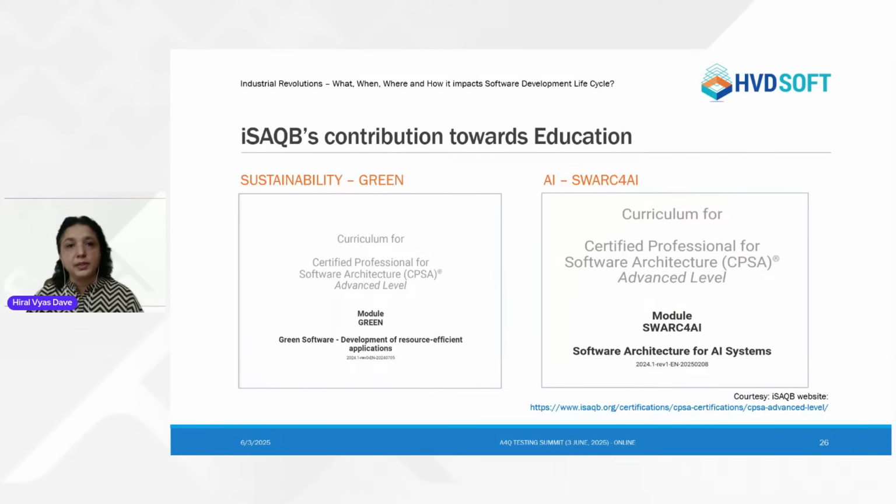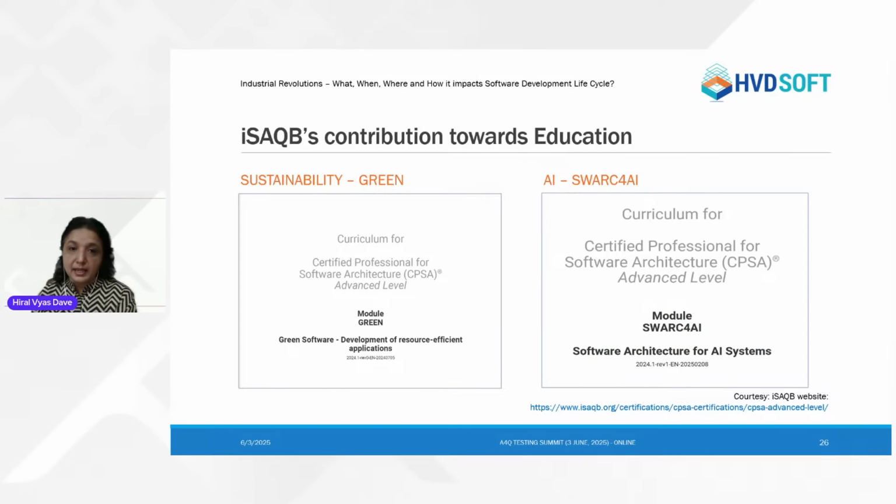I am an ISAQB certified trainer and a training provider for software architecture training. So at ISAQB also we contribute towards these new revolutions or new things coming. And for sustainability, yes, there is a certification on how to write green software, or how to develop a resource efficient application. It's an advanced level certification on sustainability. And for AI, if somebody is interested, there is a certification on software architecture for AI systems.